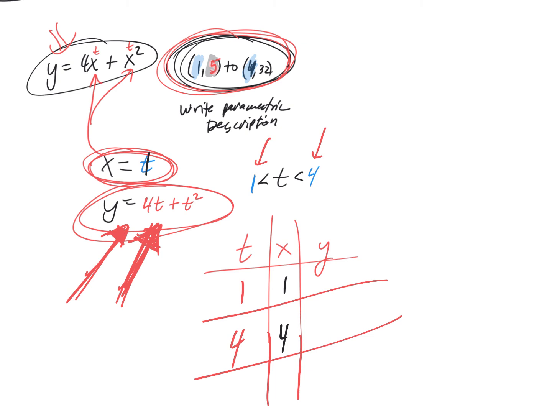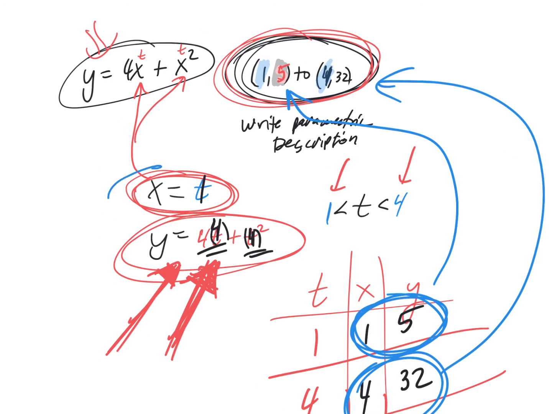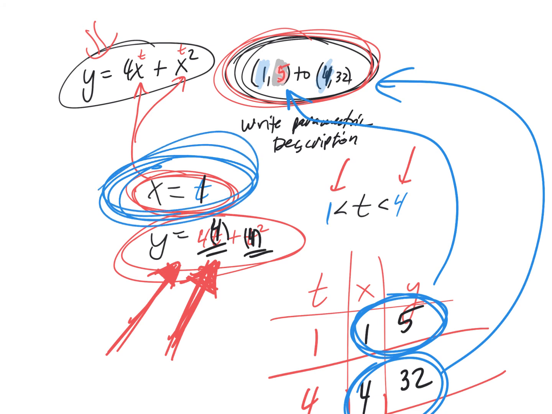And then the y will be, let me think, if I put a 1 in here, I get 4 plus 1 squared, which is 5. And if I put a 4 in here, I get 4 times 4 is 16, plus 4 squared is 16, which is 32. And look at that. I hope these are familiar. 1, 5 was our starting point. 4, 32 was our ending point. So we knew we were doing it right. What were the key elements? You had to set x equal to t. x equals t is a big deal.